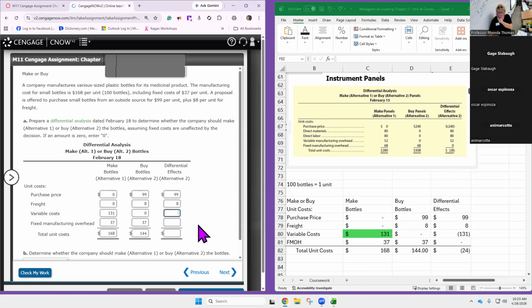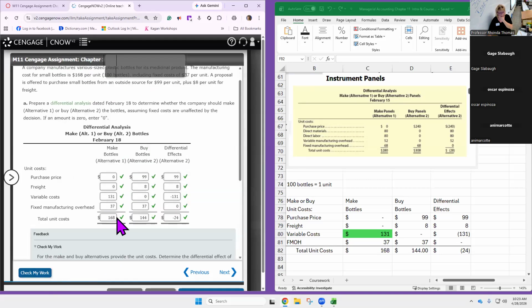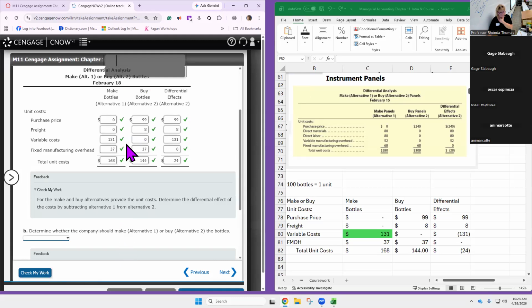And then let's just key in what I got. So 131. So it was actually beneficial to make them when we were looking at variable costs. But like I said, we're looking for the lowest of the costs, not the revenue of it. Like I said, it sometimes takes a little practice to do this. So I'm going to put negative 24 here and see what we get. All right. So I think here's our better cost to buy the bottles.